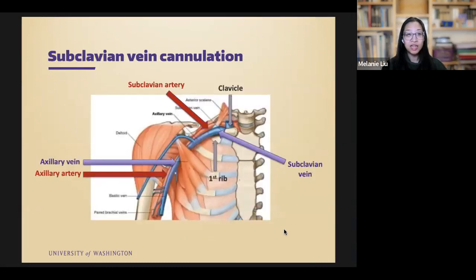So in terms of subclavian vein cannulation, just to review the anatomy, you have the axillary vein and axillary artery, which drain the upper extremity. And then this becomes the subclavian vein as it passes the lateral edge of the first rib posterior to the clavicle. The vein is usually located anterior and inferior to the subclavian artery.